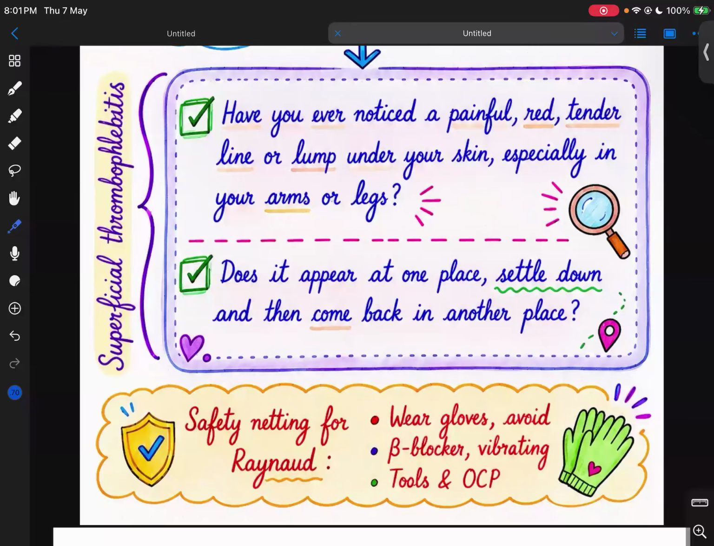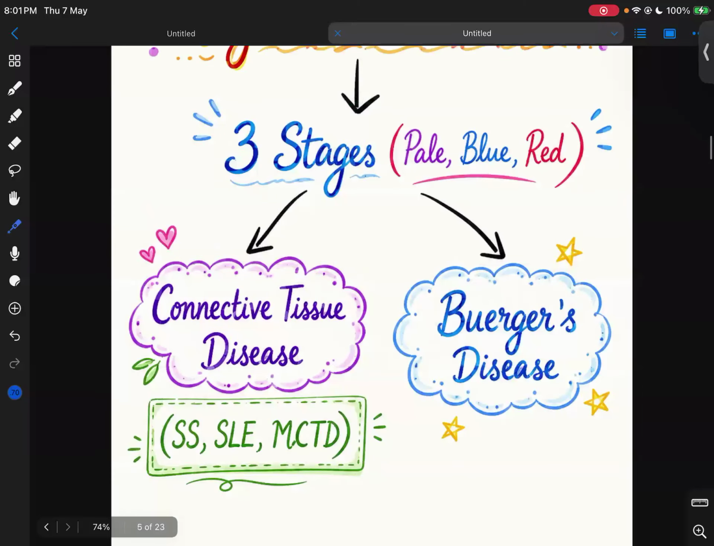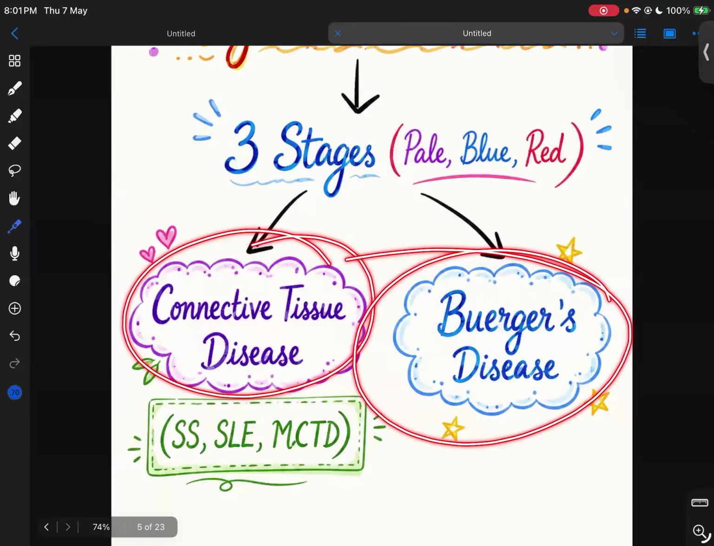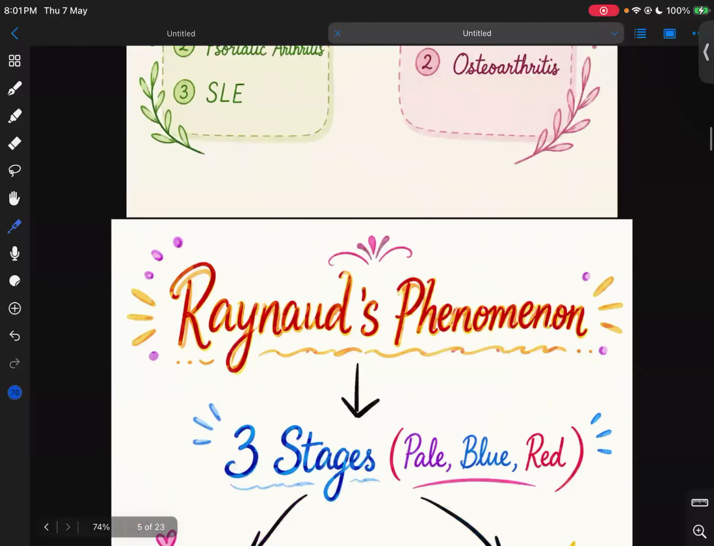Clear to all doctors? Any question from this approach to Raynaud's phenomenon from connective tissue disease and Buerger's disease? Should I proceed forward, doctors? Dr. Yasmin, do you have any question? No, thank you. Okay.